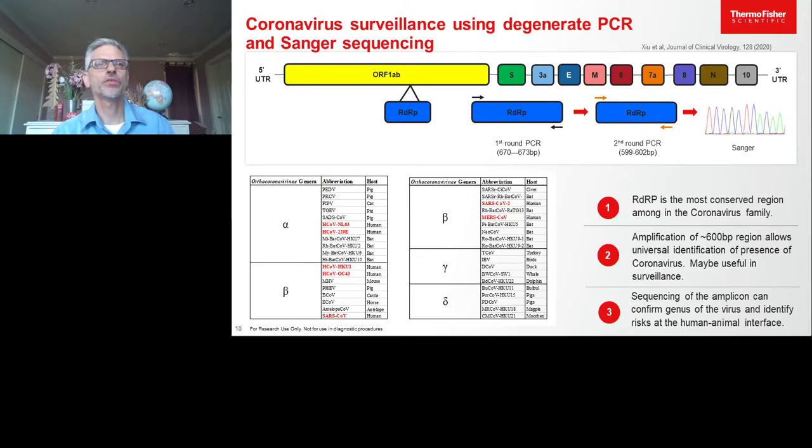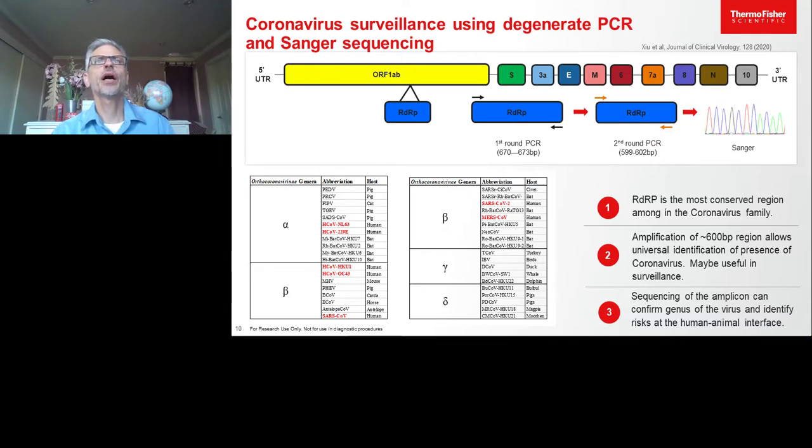of a particular region of the coronavirus, the RNA-dependent RNA polymerase region of the virus in the ORF1AB region. And this approach is described in the publication listed at the top of the slide here in the Journal of Clinical Virology, but has been widely used by others as well. The approach consists of two different PCRs that use degenerate primers.